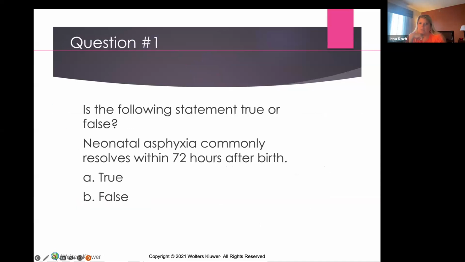True or false: neonatal asphyxia commonly resolves within 72 hours after birth.